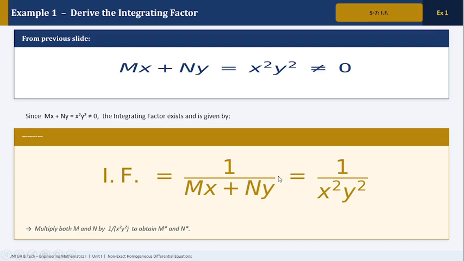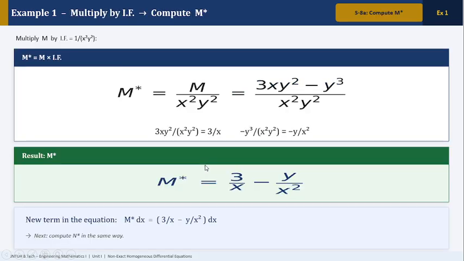So what will you do with the integrating factor? Multiply both capital M and capital N by 1 by x square y square to obtain M star and N star. So M star is M by x square y square. This is 3xy square minus y cube by x square y square. Divide 3xy square by x square y square, we get 3 by x. This is minus y by x square. So M star is 3 by x minus y by x square, and our new term in the equation is M star dx, which is 3 by x minus y by x square dx.